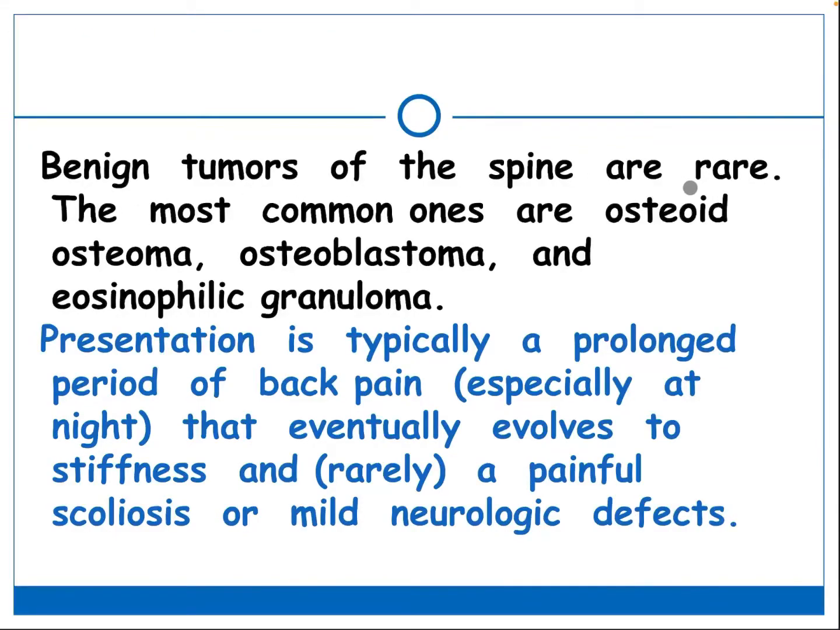Benign tumors of the spine are rare. The most common ones are osteoid osteoma, osteoblastoma, and eosinophilic granuloma. Presentation is typically a prolonged period of back pain, especially at night, that eventually evolves to stiffness and, rarely, a painful scoliosis or mild neurological deficit.